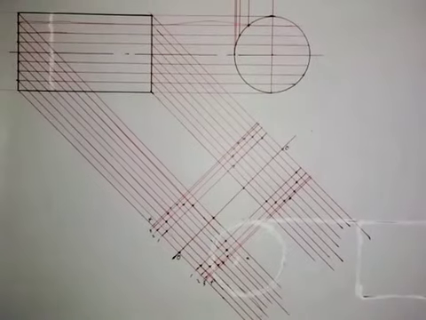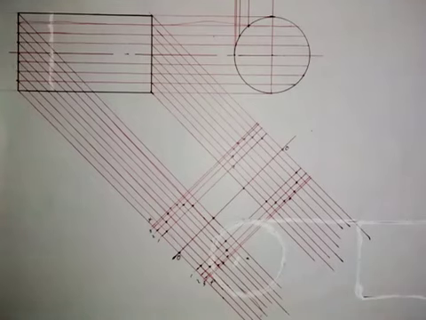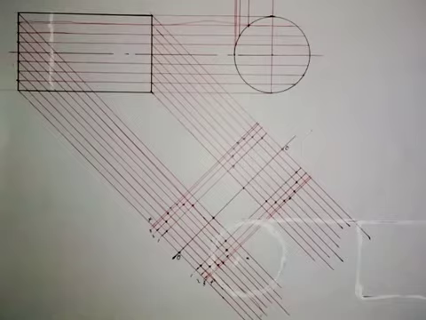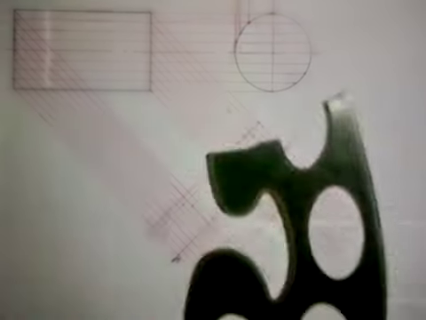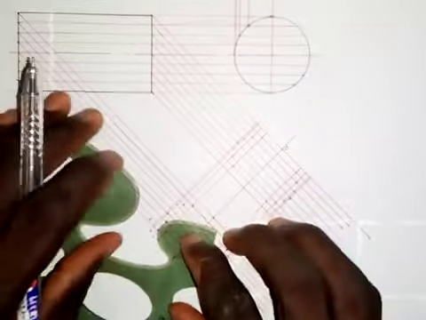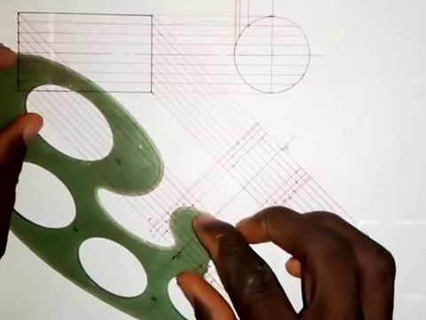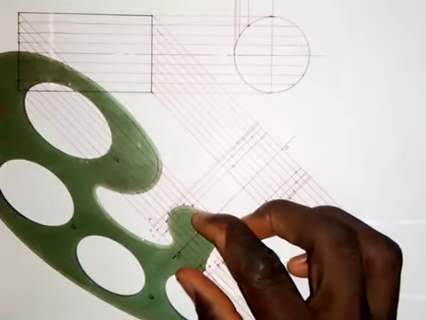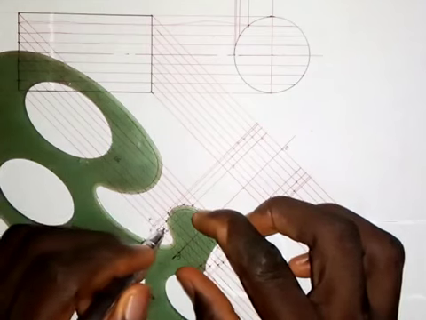But before that, when I'm looking at this object in this direction, I will see the whole of this circle. So what we need to do is to join this together. So we join this together. So we are making use of our French curve to join them together. So I can join this together like this.